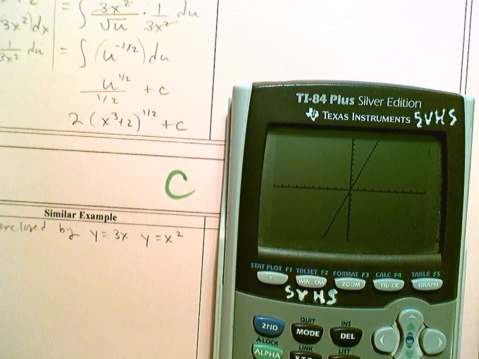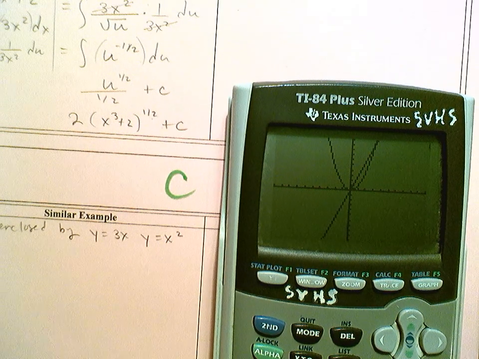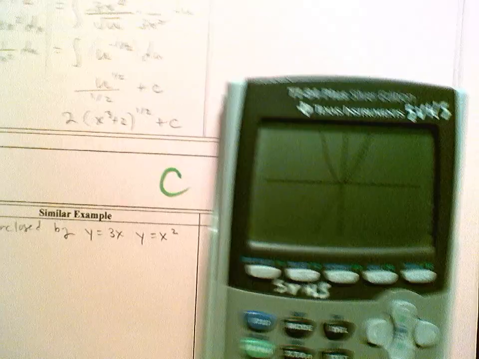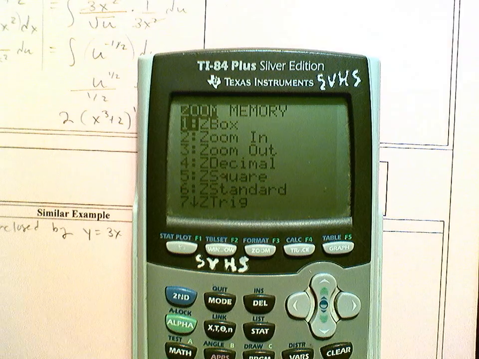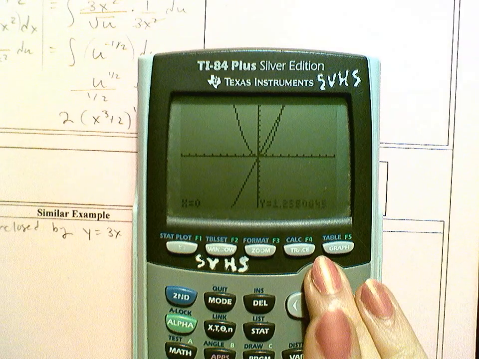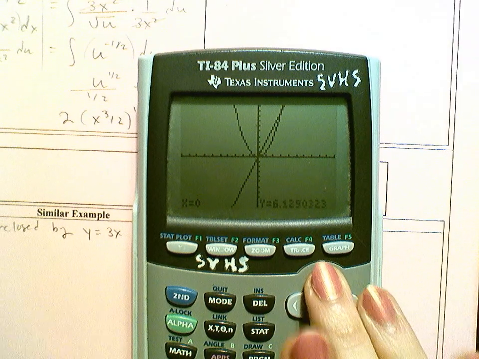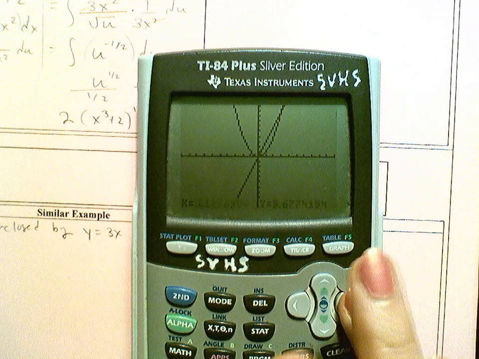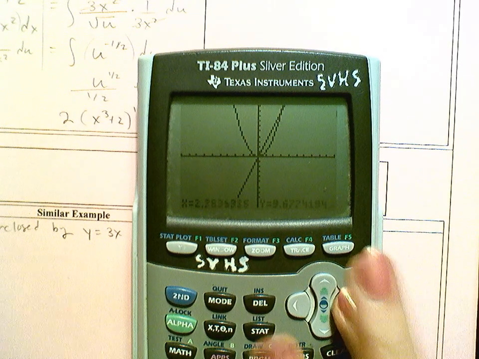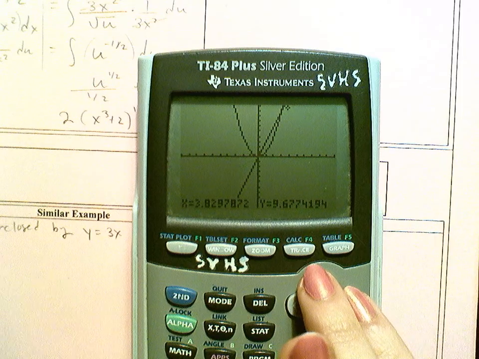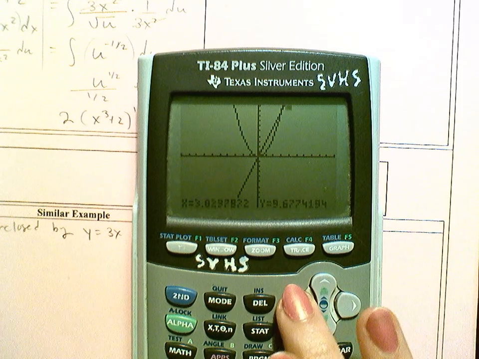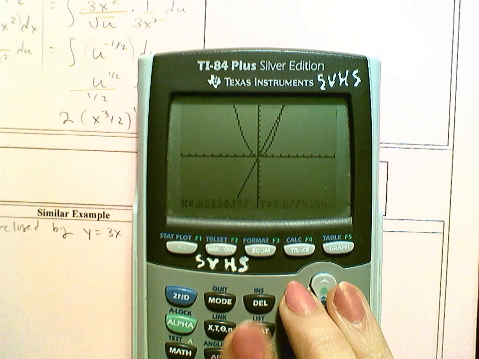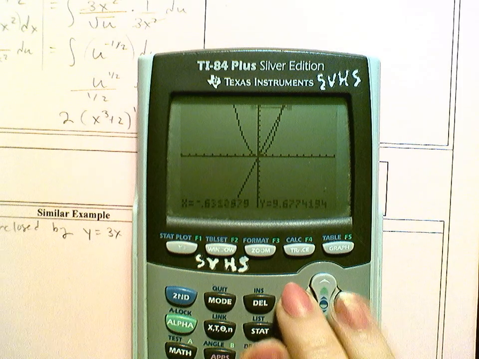Okay, so there's 3x. There's x squared. And you don't have to do this, but a lot of times if you go zoom box, you can get just a more tightly controlled picture of your region. So I go all the way up to that corner there and I hit enter. And then you just go like this.